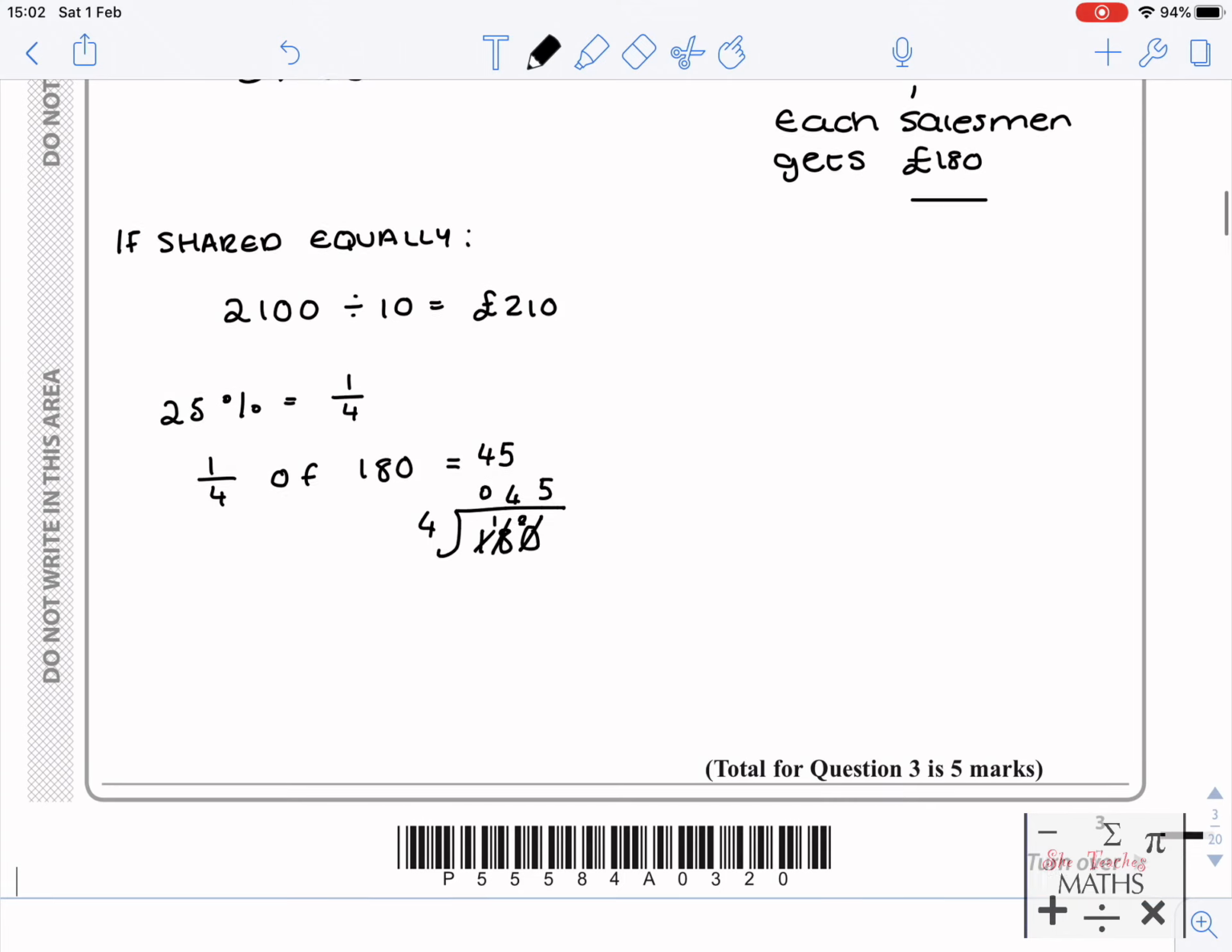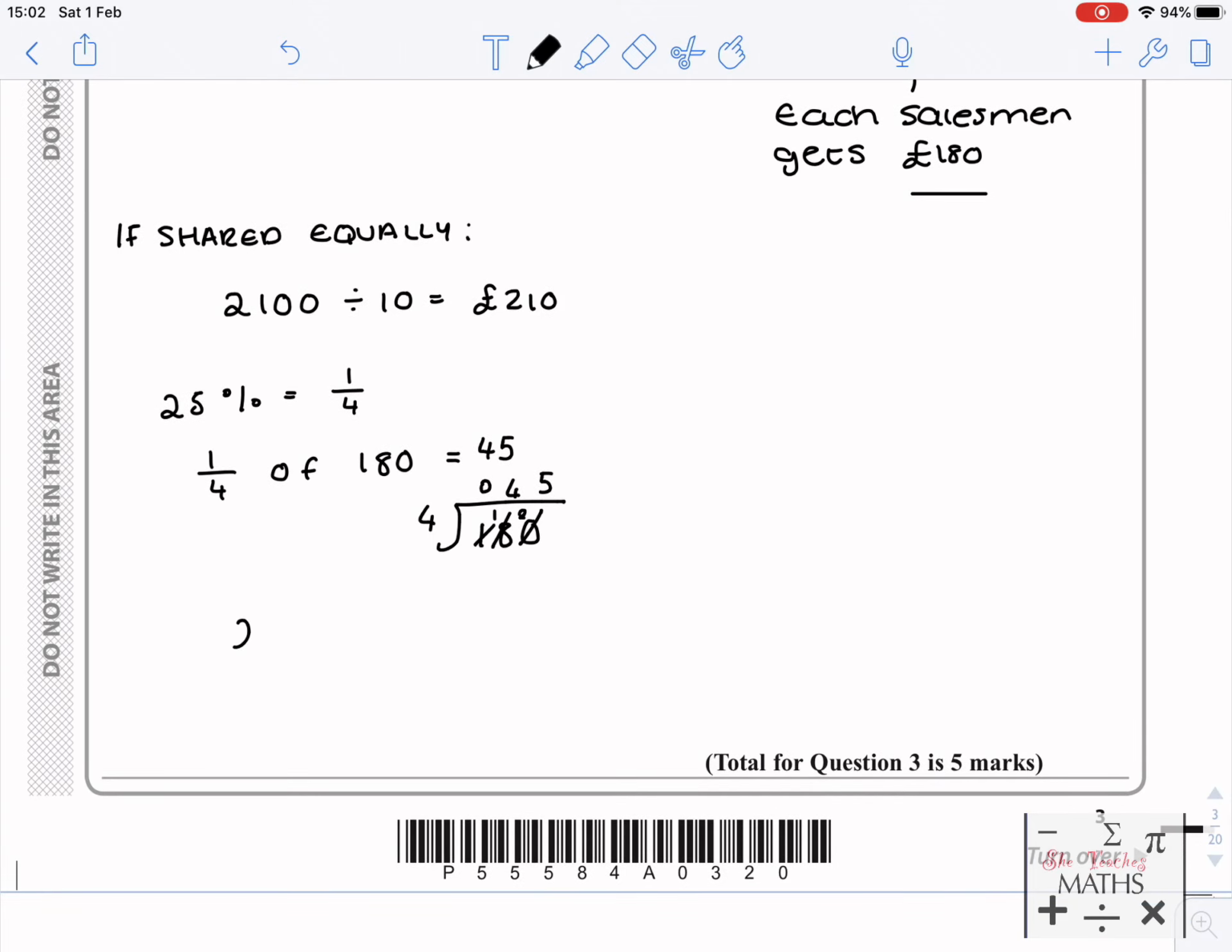So let's add 45 to 180. We can already tell that he's not correct because 45 ends in 5, but 210 doesn't. So 180 plus 45 is 225. And 225 is not equal to 210. So the salesman is incorrect.